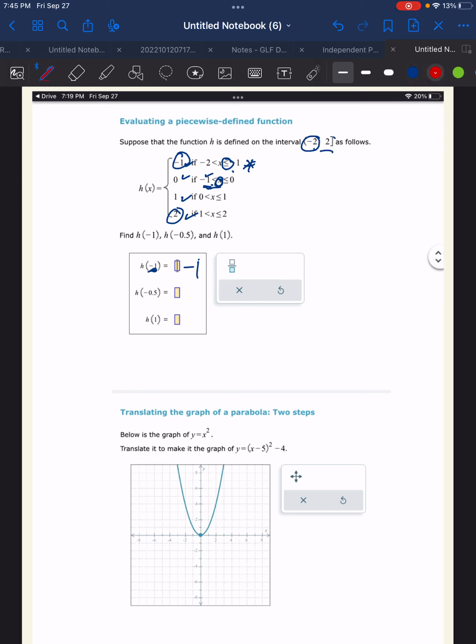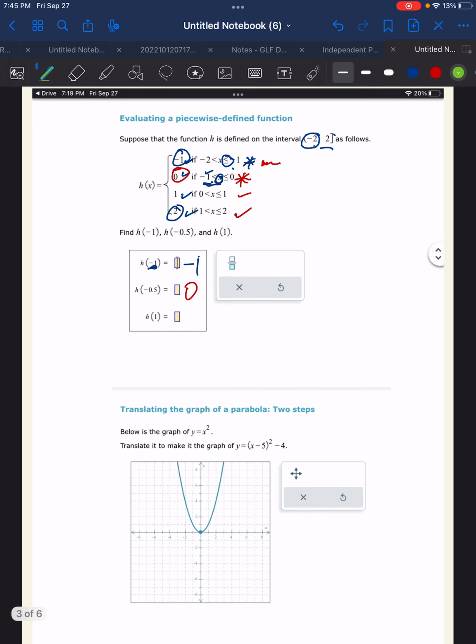Well, where is -0.5? -0.5 is going to be in between here, because this is too small for -0.5. These are positives, so our answer is 0. Lastly, where is 1? That is or equal to. This one is just saying all the values are greater than 1. So my answer is 1.